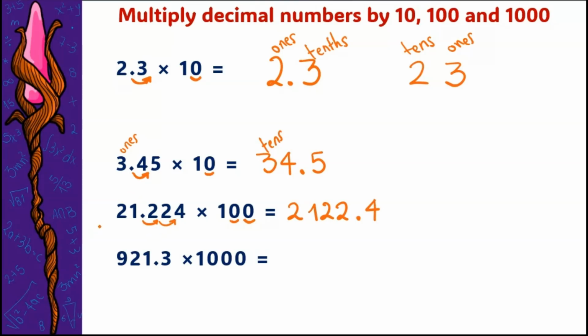Again, let's check one number. Let's check the 2. The 2 was a 10 before. It was in the position of the tens. And it becomes in the position of the thousands. It was upgraded two places. So, excellent. It's correct. And finally, 3 zeros.